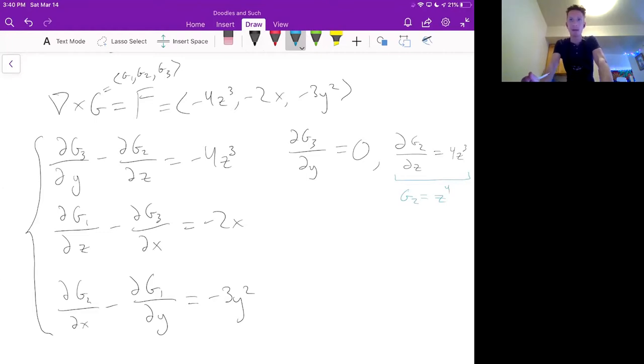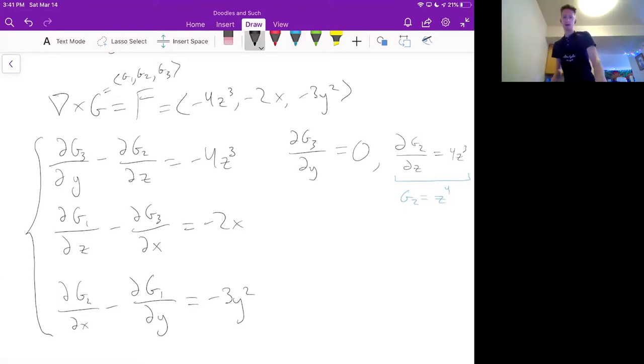So because that 4z cubed is familiar, it's the derivative of z to the fourth with respect to z. It'd be convenient if I could choose g in such a way that g2 is just z to the fourth, and partial g3 partial y is 0. That would be helpful. And so let's do something similar for the second equation. What would be a helpful thing to choose for g3 in the second equation?